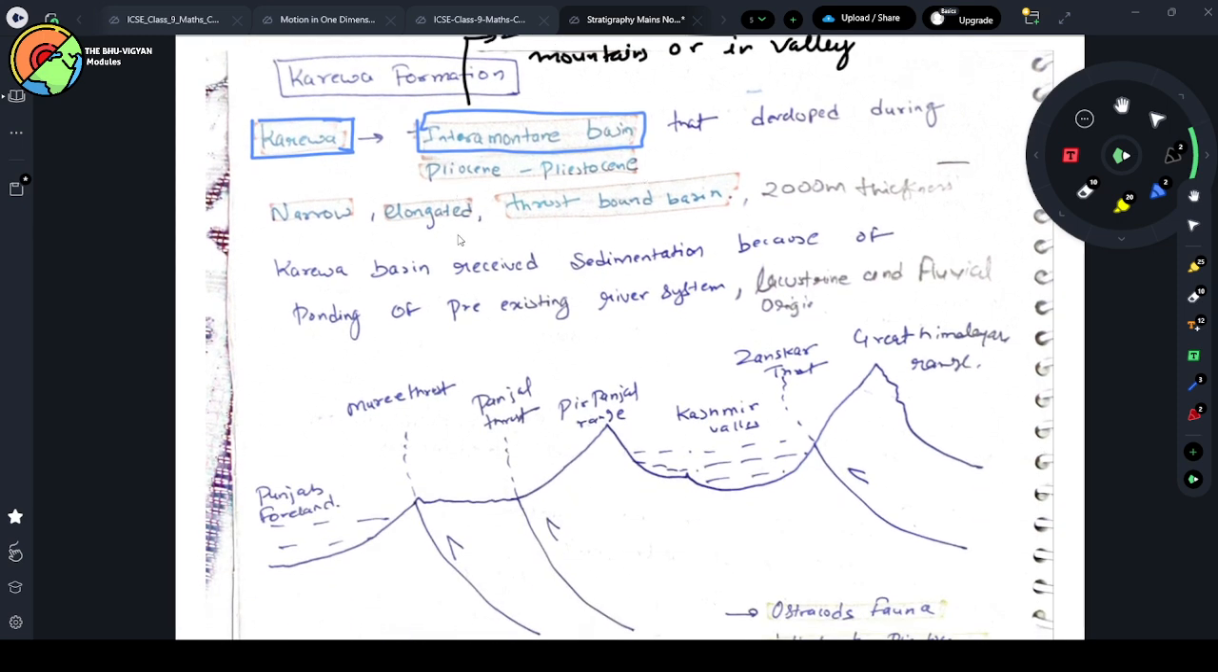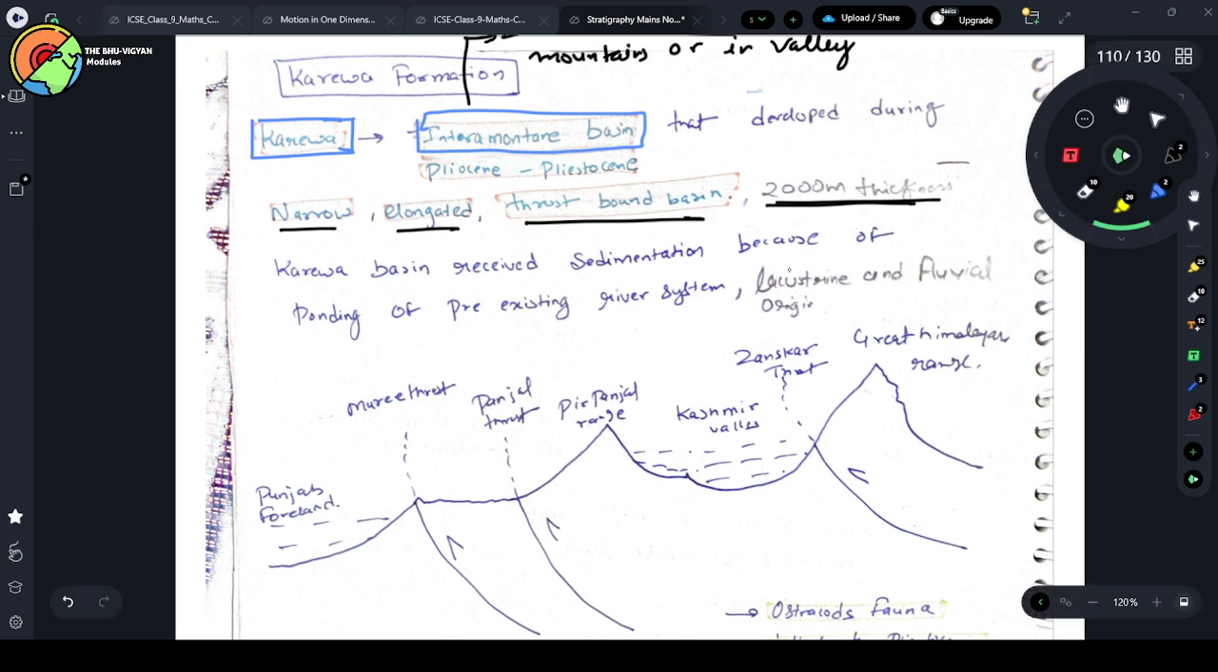Okay. Now, if we talk about the structure of the basin, it is narrow, it is elongated, and it is a thrust bounded basin. As you can see in this diagram, it is a thrust bounded basin, and it is 2 km of thickness. Okay, 2000 meters of thickness it is. Now, the Karewa basin received sedimentation because of ponding of pre-existing river systems. So basically, the lithology of this will include deposition from lacustrine and fluvial origin. So the depositional environment is lacustrine and fluvial.